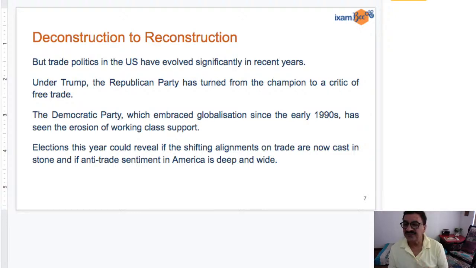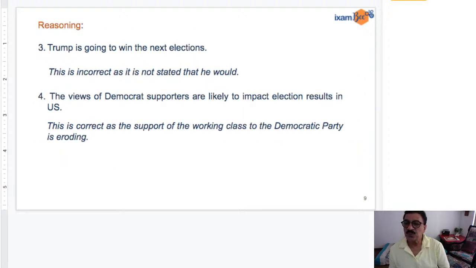The third inference. What is the third inference? Trump is going to win the next elections. No, it doesn't say that anywhere. Ashwika, third doesn't say that. There's no ambiguity there. It doesn't talk of Trump winning or losing.